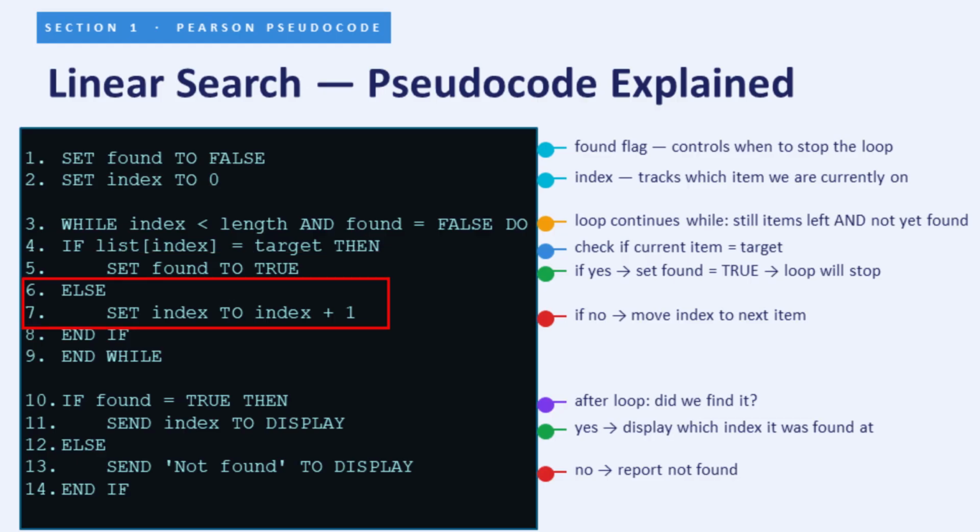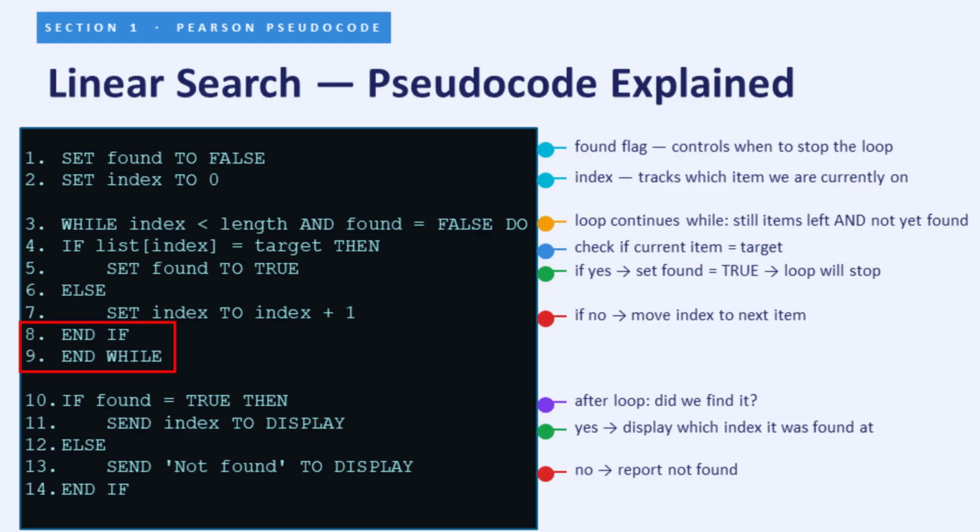Line 6 and 7, else. Set index to index plus 1. If the comparison did not match, we move to the next position. Index plus 1 means move one step to the right in the list. If index was 0, it becomes 1. If it was 1, it becomes 2, and so on. This is what moves us through the list one item at a time.